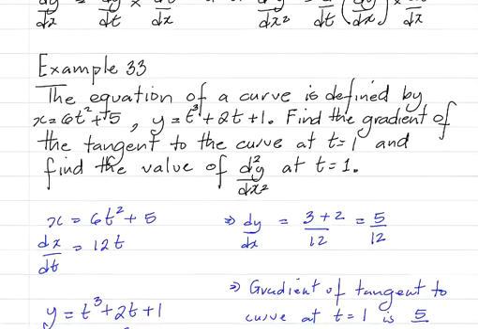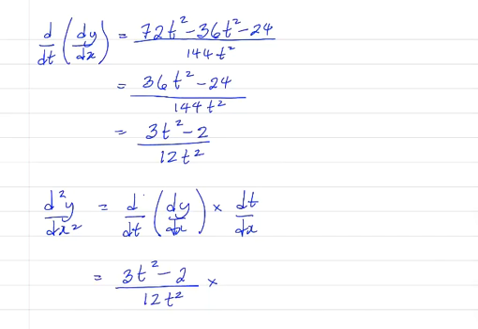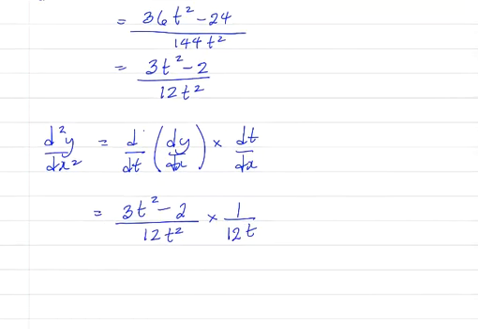Alright, dx by dt is 1 over 12t. So this is multiplied by 1 over 12t. So our final answer here would be 3t squared minus 2 over 144t cubed.